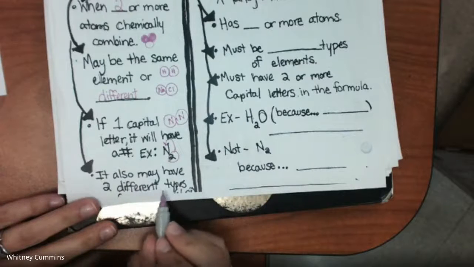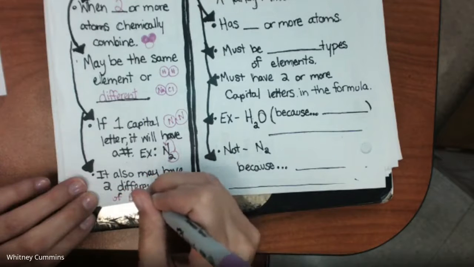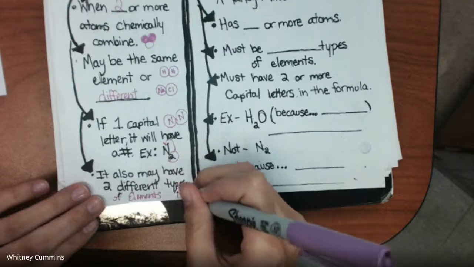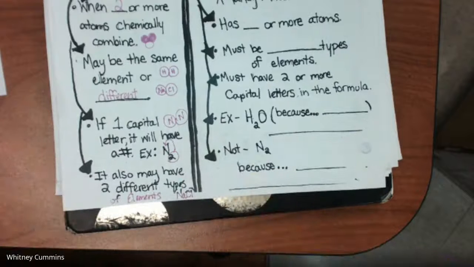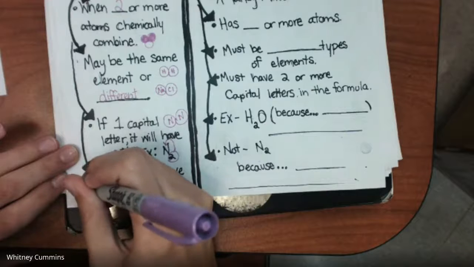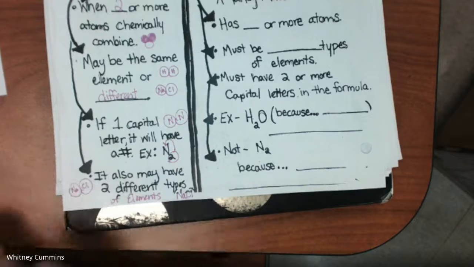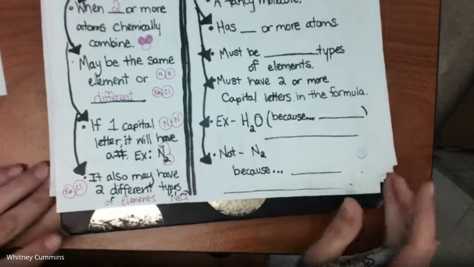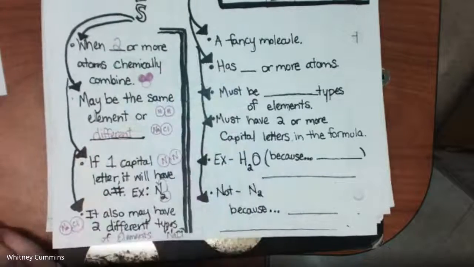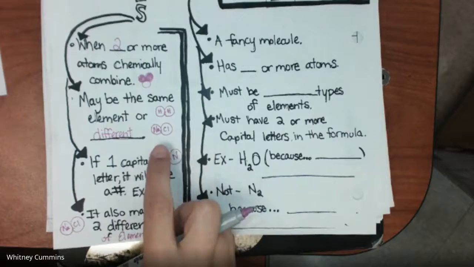It also can have two different types of elements. The example they were going to give you was NaCl. Both of these are considered a molecule because it's just more than one thing stuck together. So I've got stuff stuck together, stuck together, stuck together. That means these are molecules. Please remember that it can have more. It can't have fewer than two. It just has to have at least two.